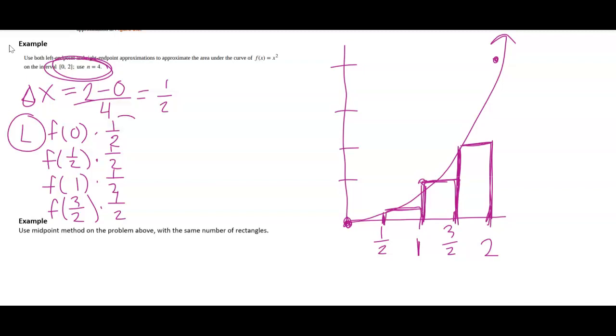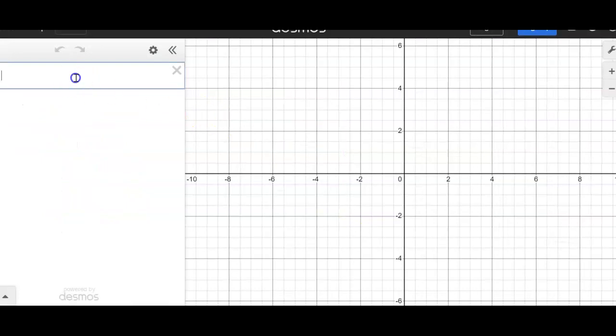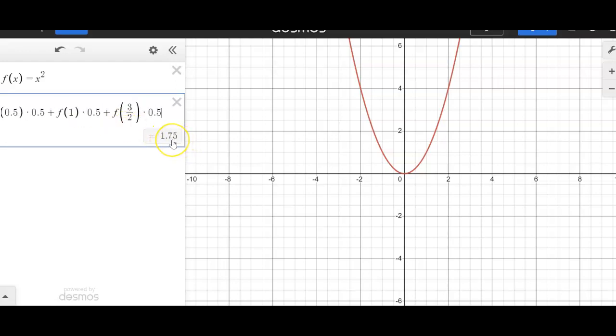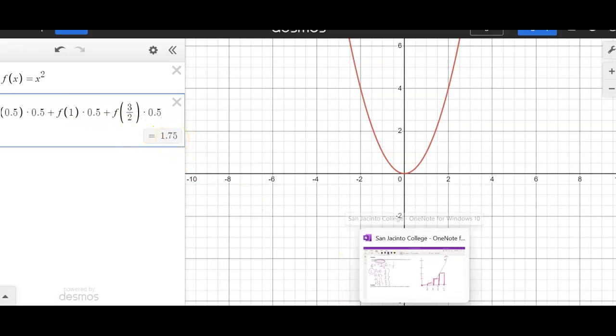All right, and then I'm going to put this in a calculator to find. So let me go ahead and pull up my Desmos. I'm going to say f of x equals x squared, just to kind of show you a way to do this. And so that way I can plug in what I just put in my function notation, and it will recognize that. And that way I can put in 3/2 if I want to, or whatever. All right, so it says my area is 1.75.